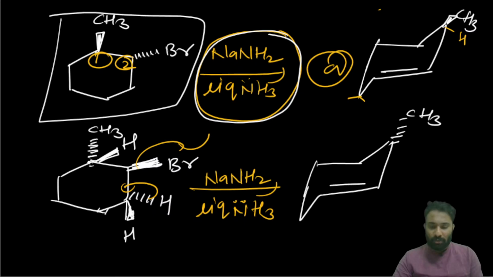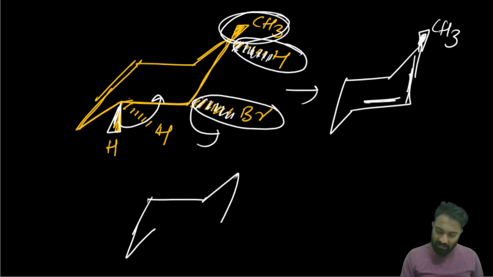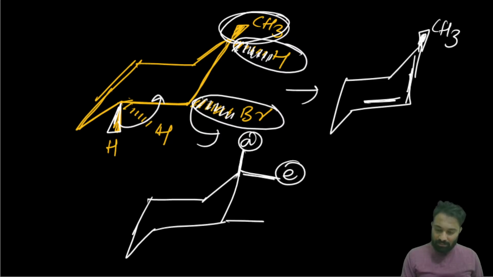Whenever wedge is given, here it is dotted, so the hydrogen... Sir, what does A and E mean? Axial and equatorial. We know, right, A means axial, E means equatorial; this is axial, this is equatorial. For the chair conformer this is axial, this is equatorial. Now this is equatorial and this is axial.